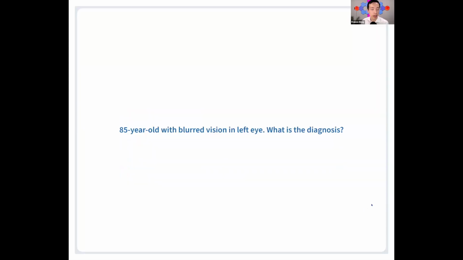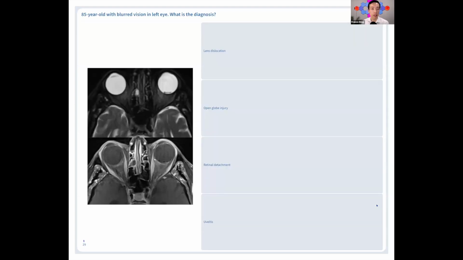Our next case is an 85-year-old with blurred vision in the left eye. What is the diagnosis?